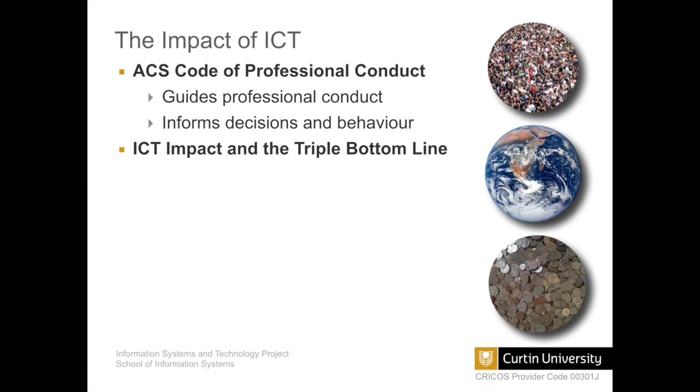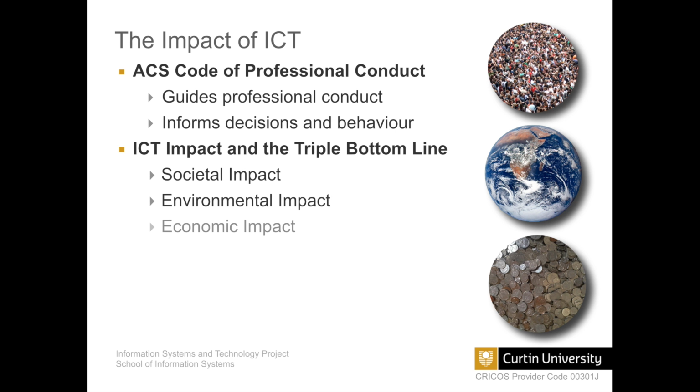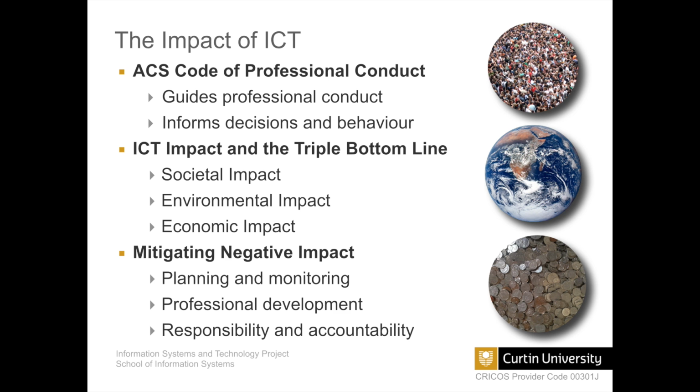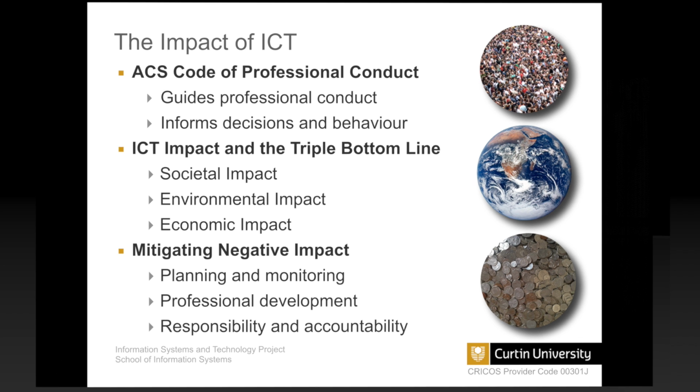We'll explore the impact of ICT in the context of the triple bottom line. This is an accounting framework that considers the impact of a project based on societal, environmental, and economic dimensions. We'll also explore how this can be used to identify and mitigate against negative impact. This will involve planning and monitoring. It may potentially involve development activities to ensure that the project team is adequately prepared. As professionals, it's important to take responsibility and be accountable as an individual, a team, and as an organization for the impact of the projects we undertake. We'll discuss this in the context of your Information Systems and Technology project.